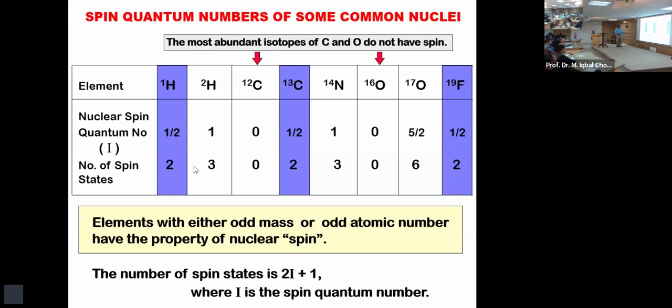And when they have nuclear spin, you use this formula with the spin quantum number, 2I plus 1, and you would know there are going to be two different spin states. Hydrogen would have two spin states, deuterium three. Carbon 12 would have none, C13 would have two, N14 would have three, oxygen 16 zero, oxygen 17 would be zero, and F19 is two.